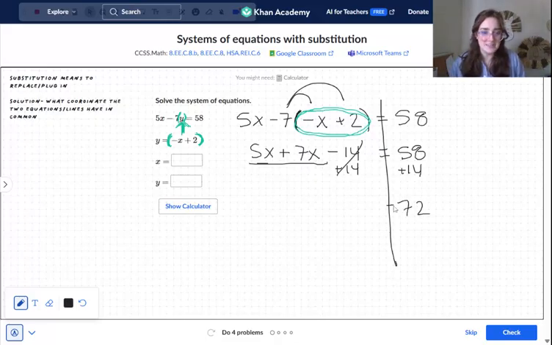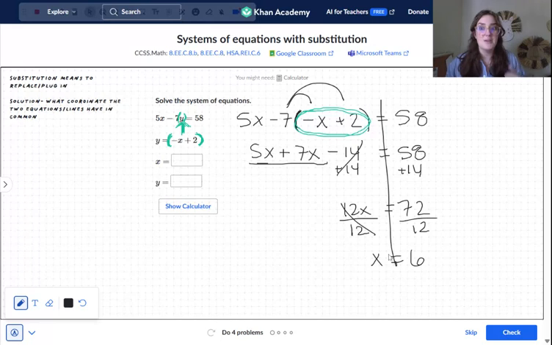I know, me and my mental math, I always have to check. 7 and 5, so 7, 8, 9, 10, 11, 12, 12x. We want to get x by itself, so we undo multiplying by the coefficient with its inverse, division. And I just checked, that was x equals positive 6. But remember, we're not done. Some of us are like, hooray, we solved for x, but that wasn't quite our goal.